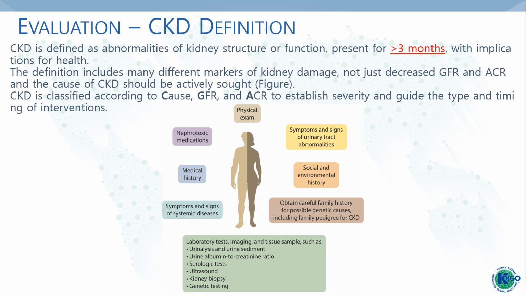Chronic kidney disease, or CKD, is defined as abnormalities in kidney structure or function present for more than 3 months. It is important to recognize that CKD has a spectrum of pathophysiological processes reflected by markers such as decreased glomerular filtration rate and increased albumin to creatinine ratio. We must actively seek the underlying causes of CKD to tailor our interventions effectively.